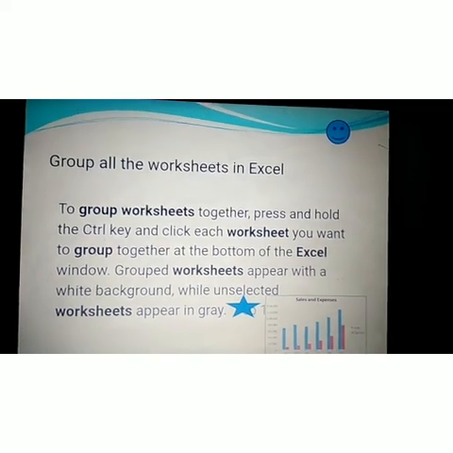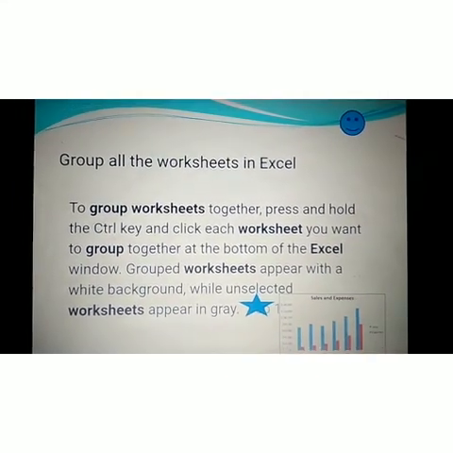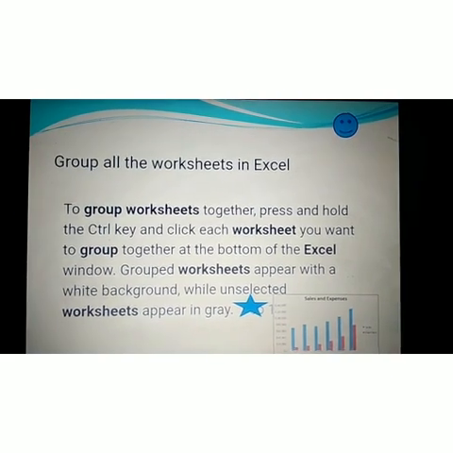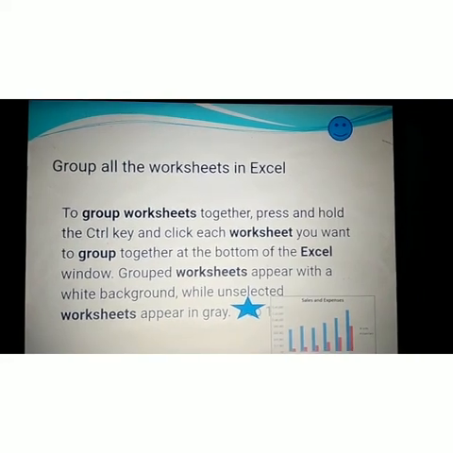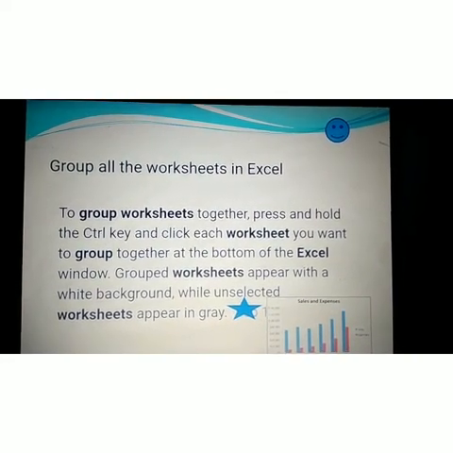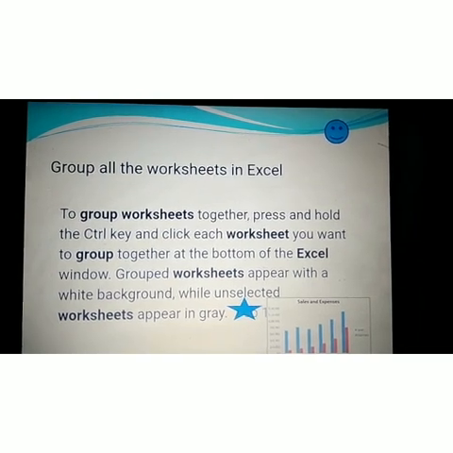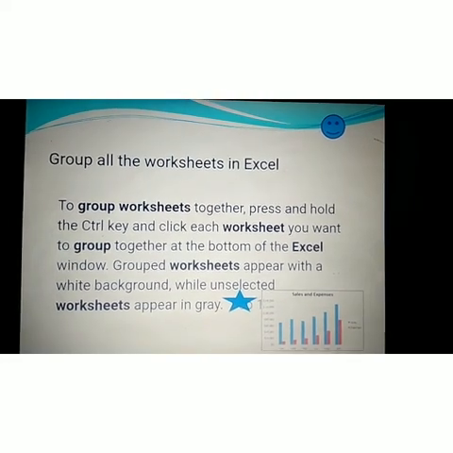Now look, students, the next topic is grouping all the worksheets in Excel. To group worksheets together, press and hold the Control key. Which key, students? Control key, yes. And click each worksheet you want to group together at the bottom of the Excel window. Grouped worksheets appear with a white background while unselected worksheets appear in gray.